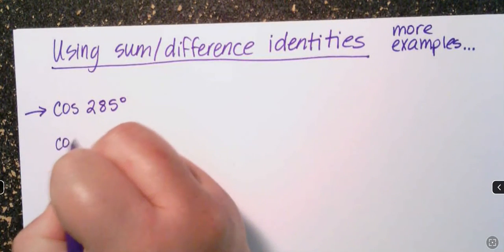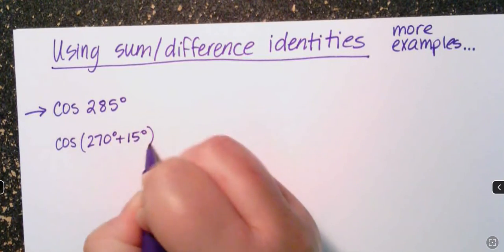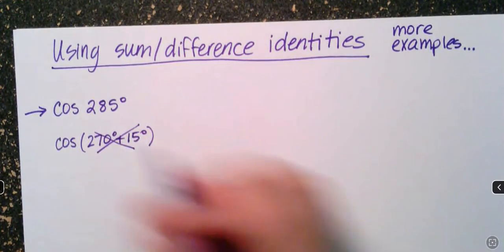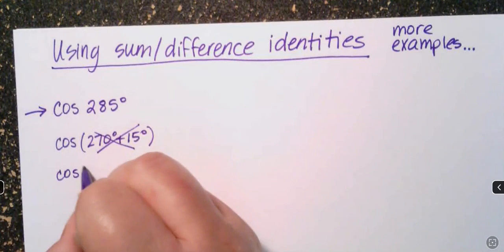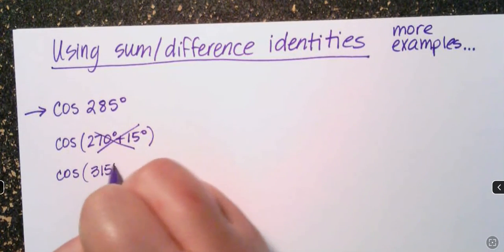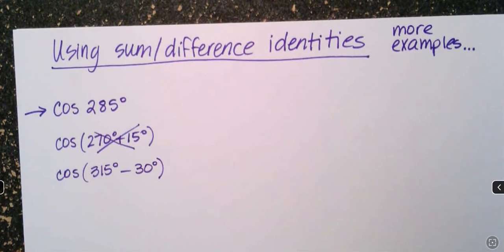Okay, so remember that the goal is to split it into two values that are both unit circle values. We could split it into, how about, 315 minus 30? 315 is a number that I'm used to thinking of on the unit circle, and I know where that is and what the values are, and so is 30. So I could do that. Another one that might have come to mind right away for you is 240 and 45 and adding them.